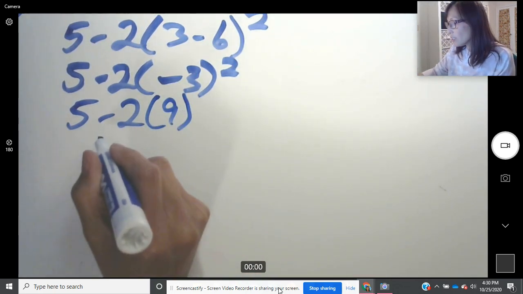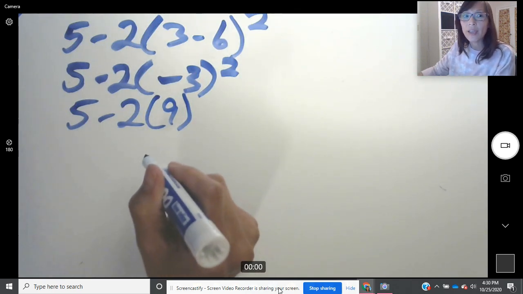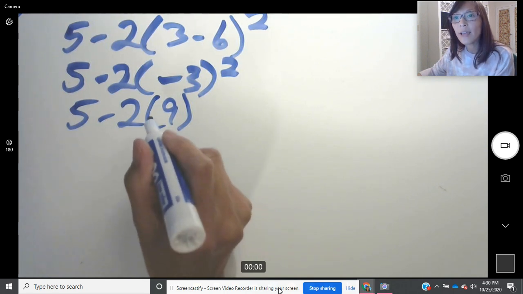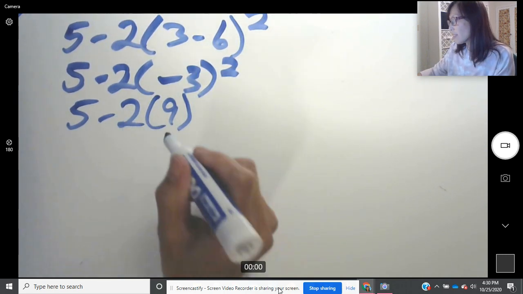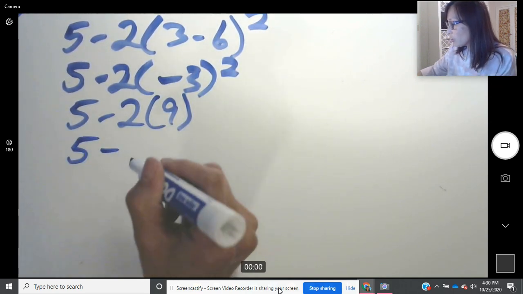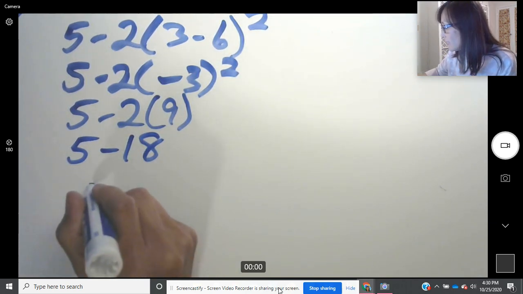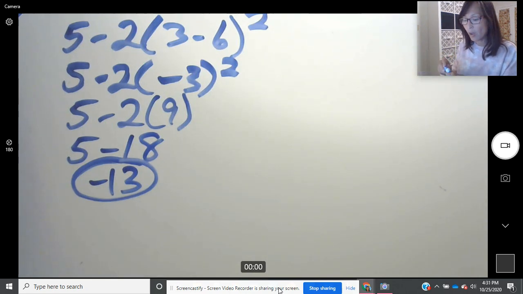Other things that students want to do is they want to begin 5 minus 2 right away. However, there's the 2 that's right next to the parentheses, and that means multiply, and we always multiply before we subtract. So you actually have to make sure that you do 2 times 9 before you subtract it from 5. And now 5 minus 18 is negative 13. We need to make sure that we remember our adding and subtracting integers rules. Let's look at another problem.